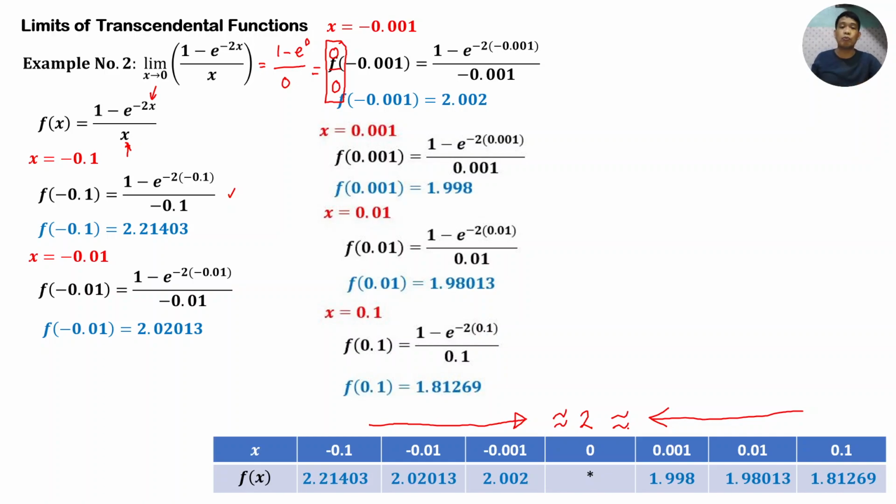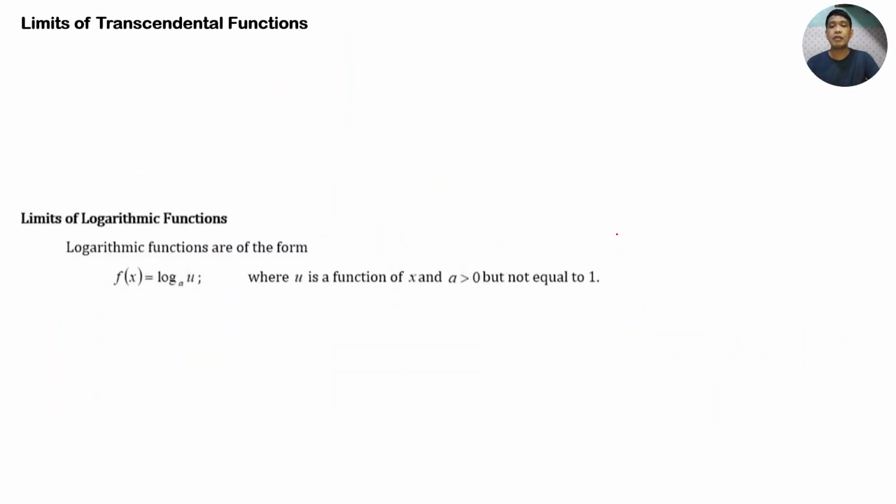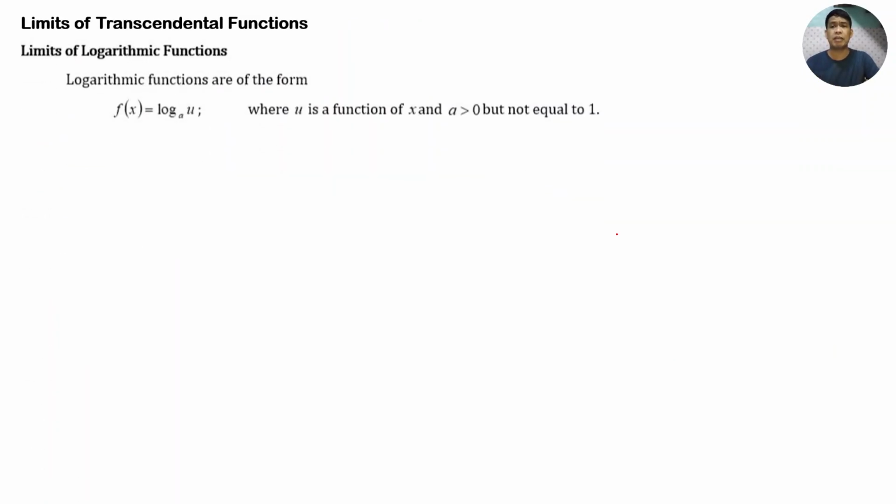So, since tinutumbok ng kaliwa, ang tinutumbok ng kanan, thus we have limit of 1 minus e to the minus 2x all over x as x approaches 0 is equal to 2. That's the limits of exponential function. Let's proceed with the next. We have here limits of logarithmic functions.